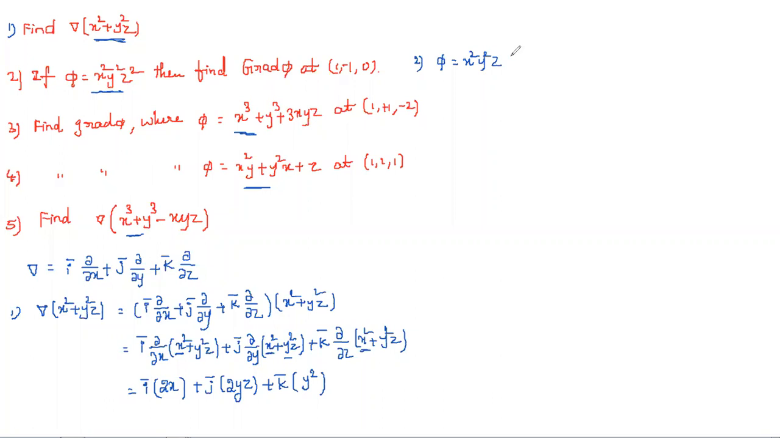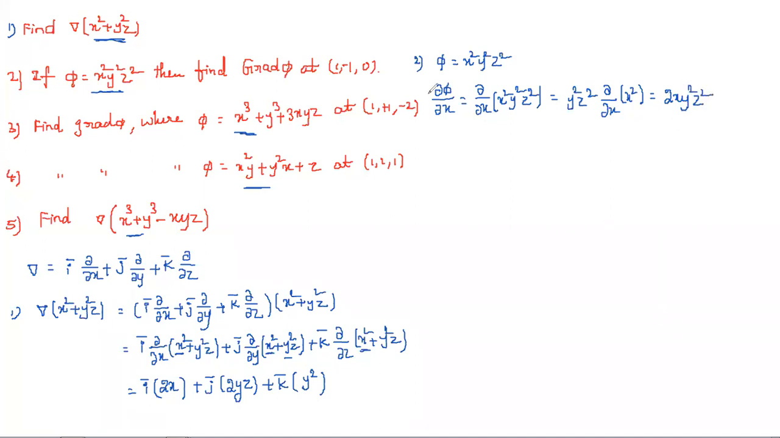First we can find dou phi by dou x. Dou phi by dou x is nothing but dou by dou x of x square y square z square. With respect to x, y square z square is a constant, so we can write it outside, and then dou by dou x of x square. The derivative of x square is 2x, so we get 2x y square z square.